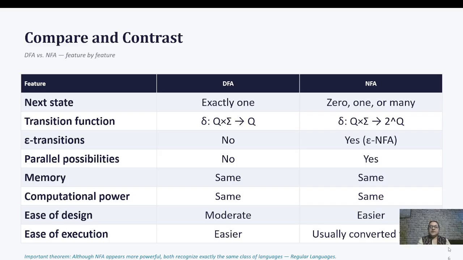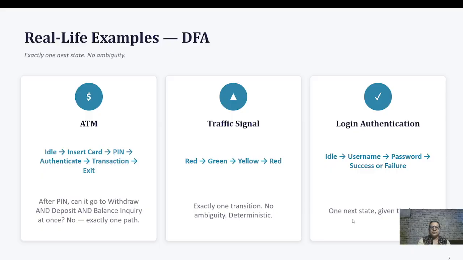Epsilon means a transition taken without consuming any input symbol from the alphabet set. Then there can be multiple transitions, that is the NFA. Conceptually, the NFA can explore multiple possibilities simultaneously. However, both models have the same computational power and recognize exactly the same regular languages. NFAs are easier to design, whereas DFAs are usually easier to execute.